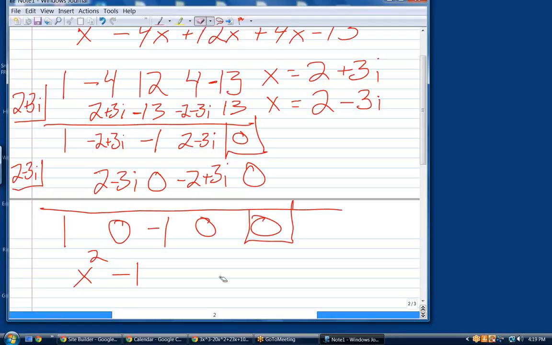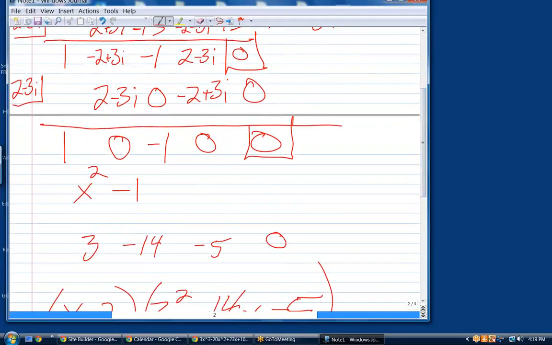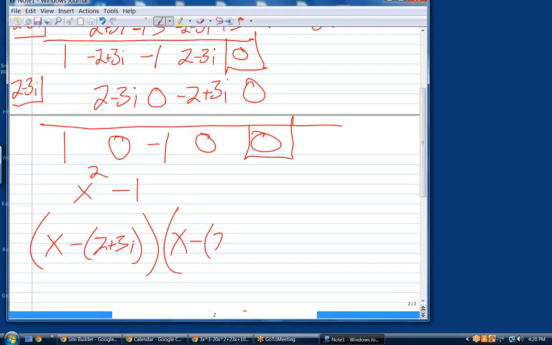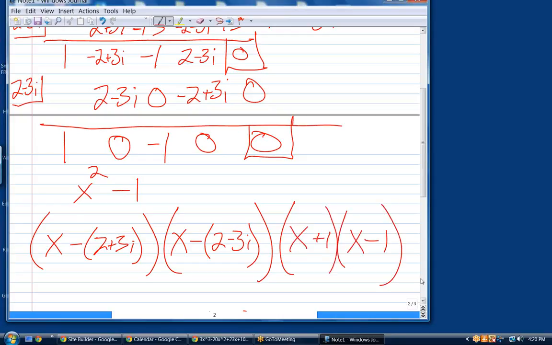So here are our factors. We have x minus 2 plus 3i. That's one factor. We have x minus 2 minus 3i. That's another factor. And then this x squared minus 1 becomes x plus 1 times x minus 1. Yeah. So those are your 4 solutions.